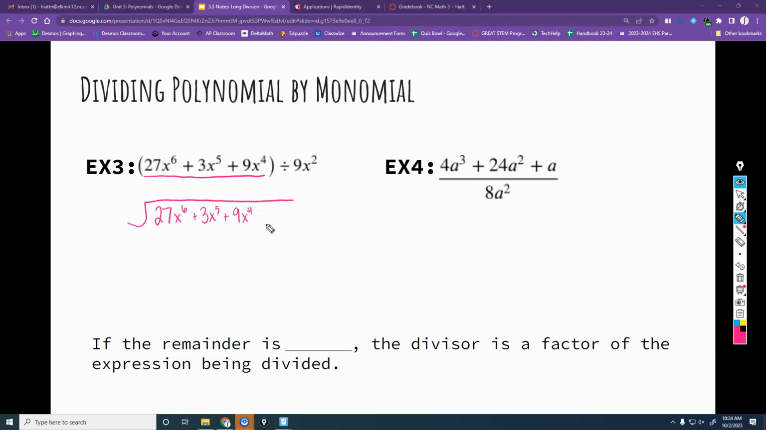If we need to add anything else, for example if we get to the point where we need to add a decimal, we could add a 0x to the third and a 0x squared. We might not need to, so I'm not going to do it yet. But we could add the zeros for the next terms. To do long division, you need these always to be in descending order. You need your highest exponent first, then the next lowest, then the lowest last. Our 9x squared would go right here.